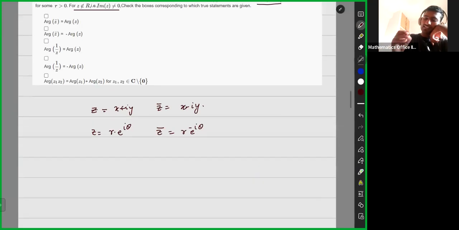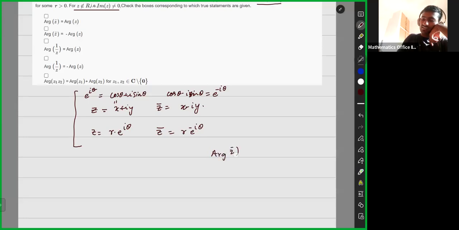Just like if it was cos theta plus i sin theta, z bar becomes cos theta minus i sin theta, and you can say this is e power i times minus theta also. That is also sometimes very useful to do. So from this much calculation, it becomes easy that argument of z bar is equal to minus argument of z. So the second part is correct and the first part is wrong.